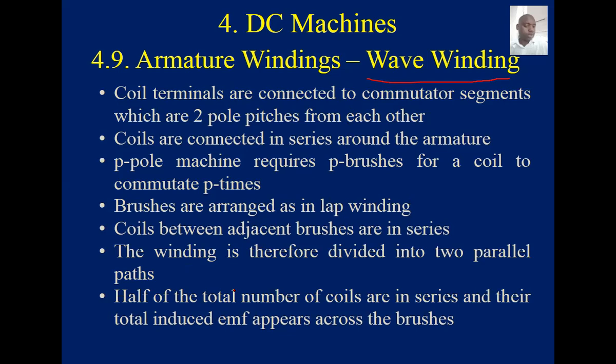That means half of the coils will be on one path, and half of the other coils will be on the other path. So we only have two parallel paths when we are talking about wave winding.